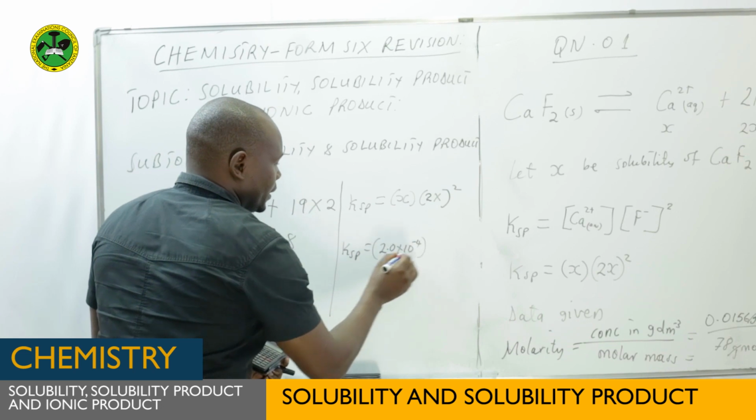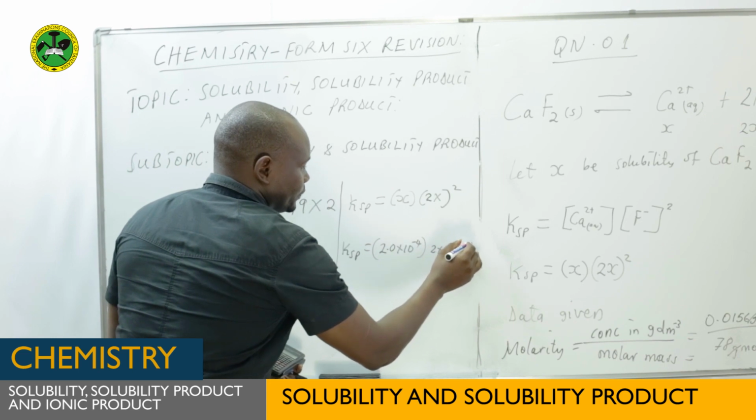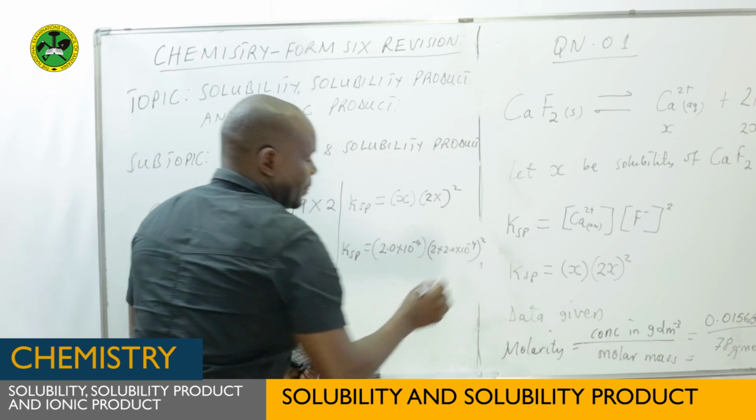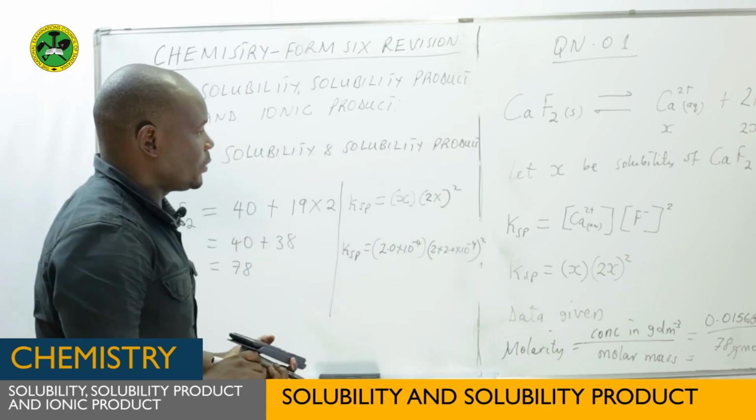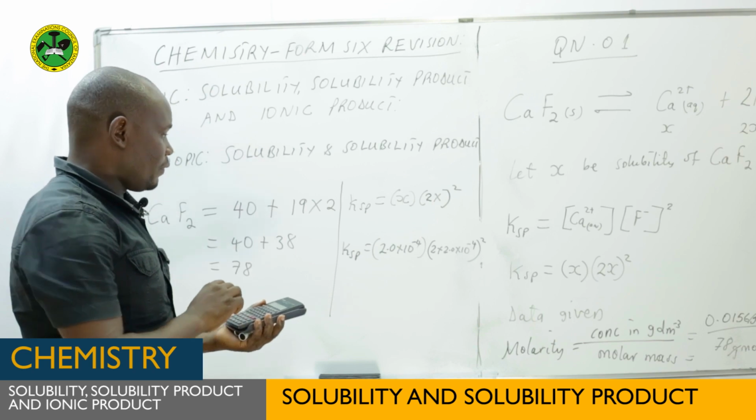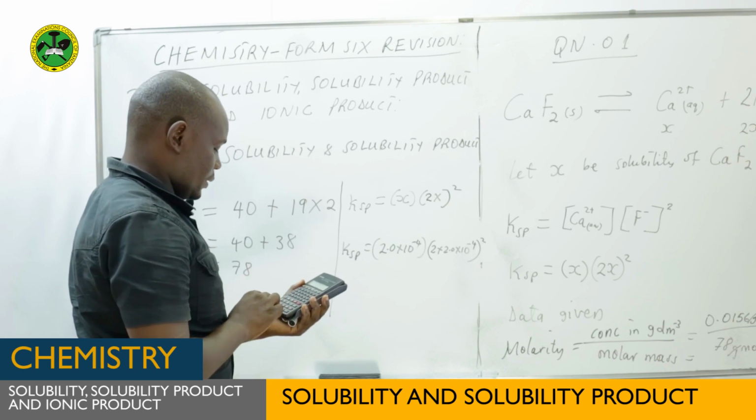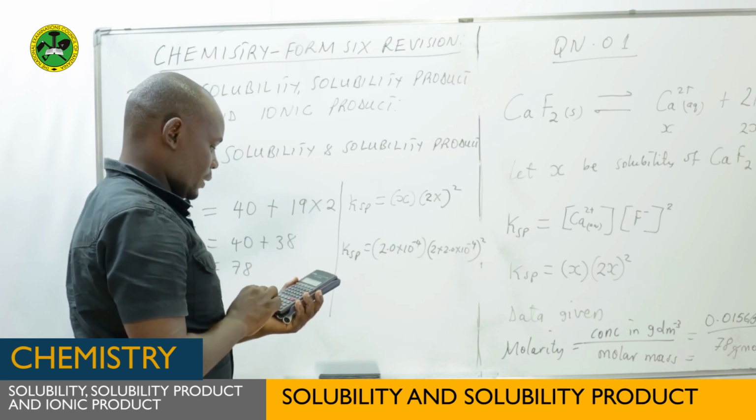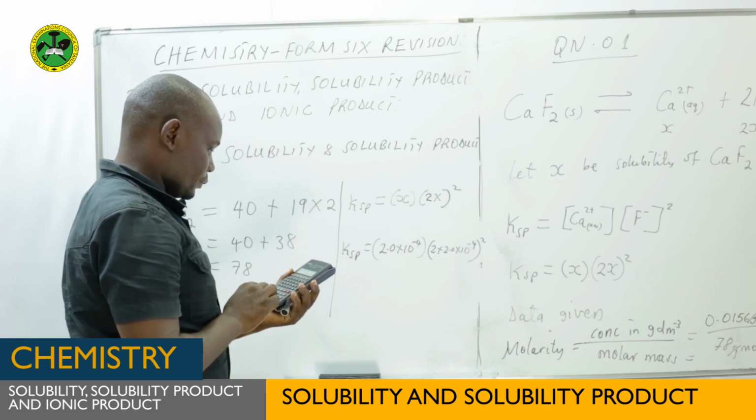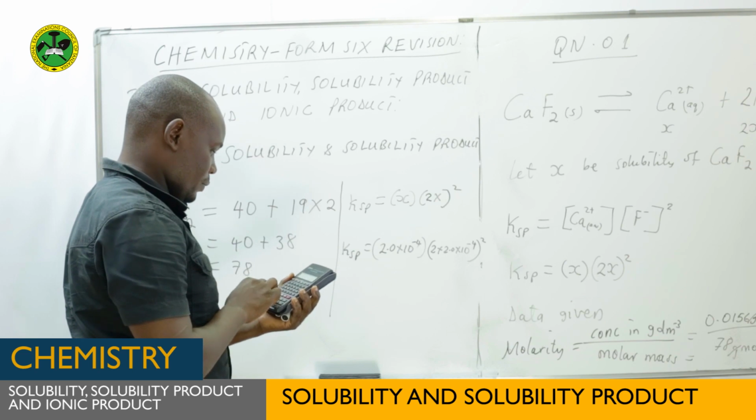Then it will be times 2 times 2.0 times 10 power negative 4, and this will be squared. From there, my dear students, you can take your calculator and calculate the value. Here it will be 2.0 times 2, then exponent negative 4.